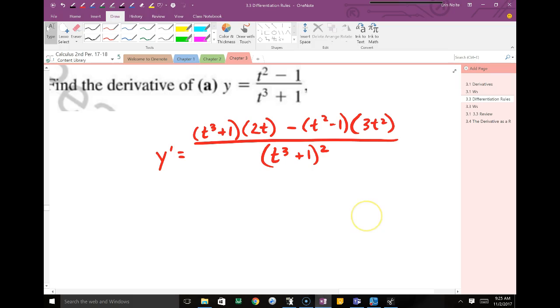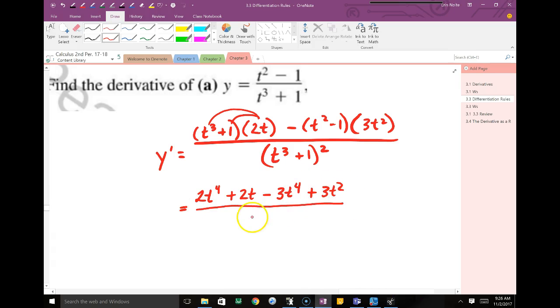Okay, now on the top, I do have to simplify. So I'm going to distribute the 2t through the top piece. I'm going to distribute the negative and also the 3t squared. So it's going to be minus 3t to the 4th plus 3t squared. Never touch the bottom, by the way. Do not ever, ever, ever foil a bottom.